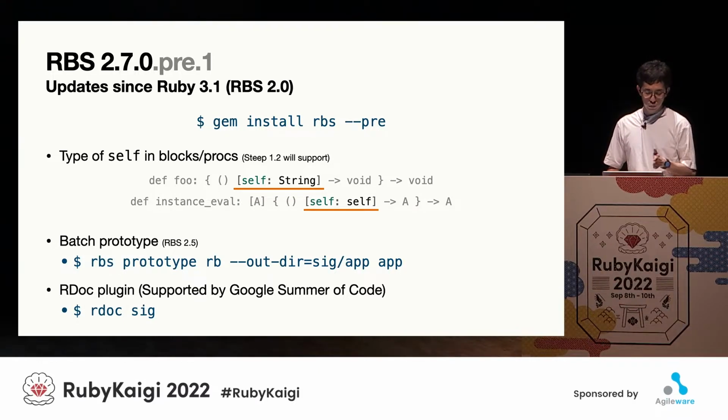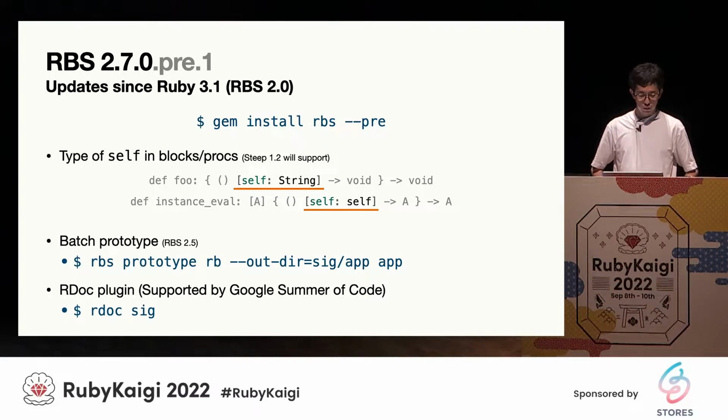RBS 2.5 was released 2 months ago. It ships with a batch prototype feature. It is rbs prototype rb. If you specify the out_dir option, it will scan all of the Ruby files in the app directory, and it will generate the RBS files in the sig/app directory.